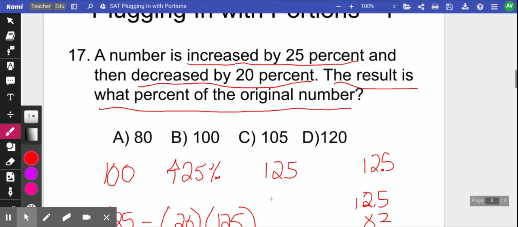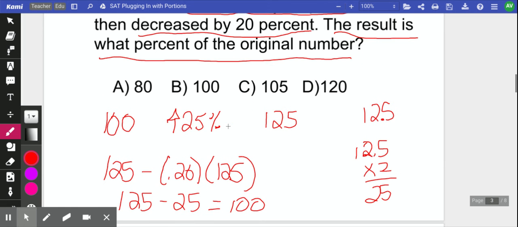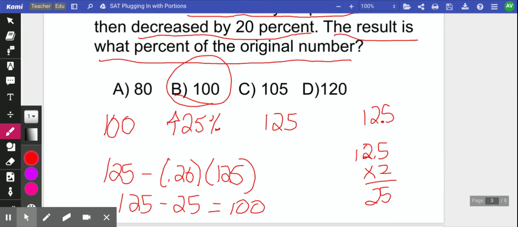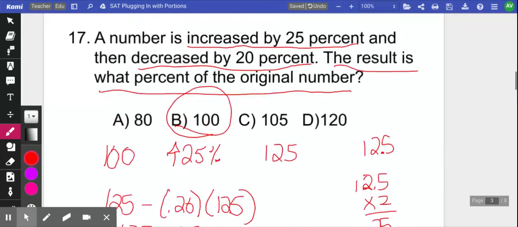Okay, so now we've gone through this part. Let's see what the question is again. The result is what percent of the original number? Well, 100 is 100% of 100. They're the same number. So B is our answer. Okay? All right. So that was working with a portion. The rest of the problems that are here, some of them have portions, some of them don't, but they're all good plugging in problems.